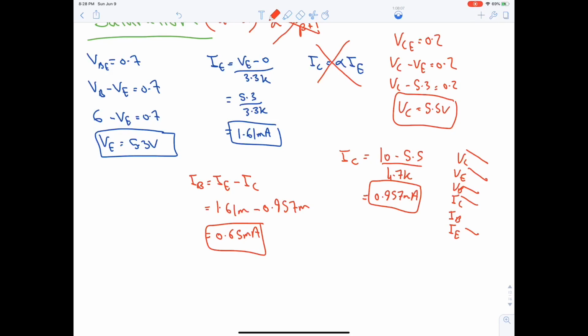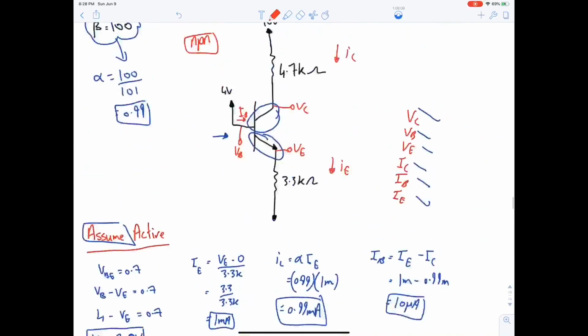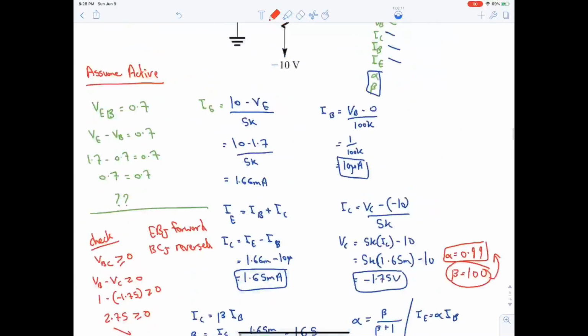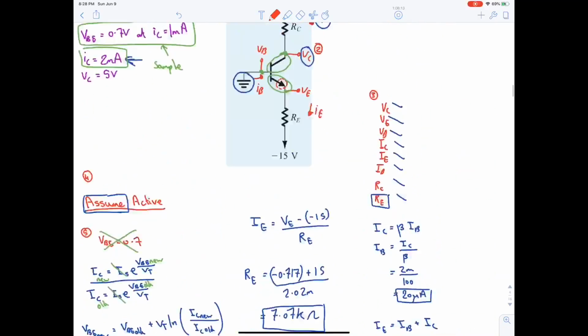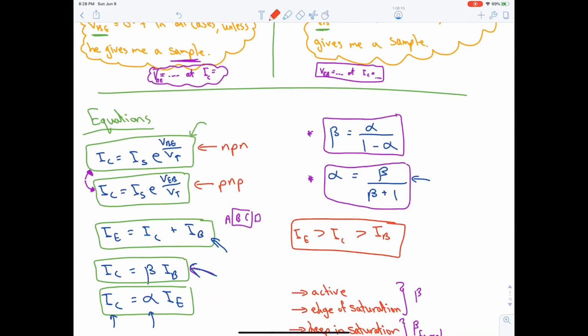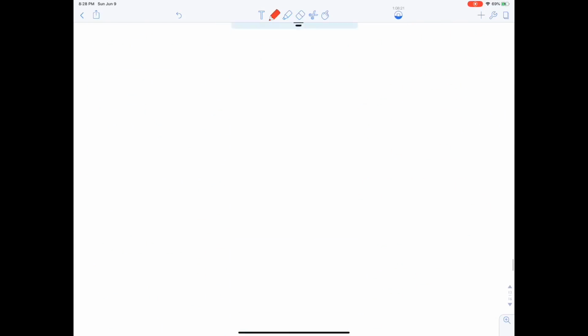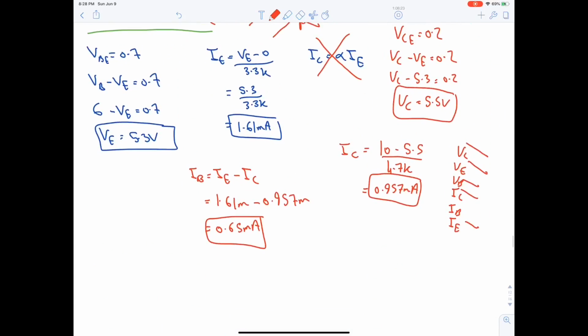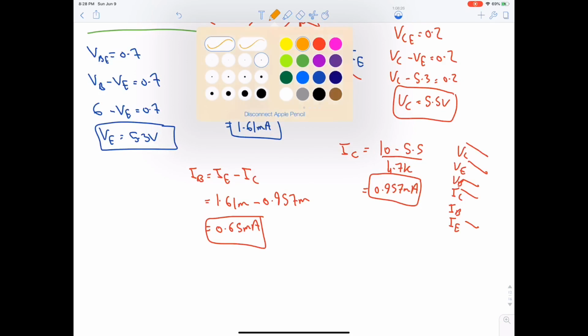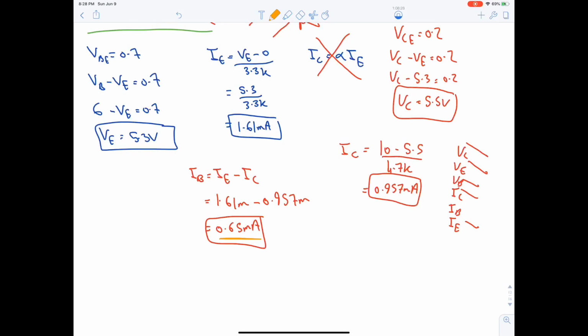Do you remember the point where I told you that IE is always the largest number? Here, IE is always the largest, then IC, then smallest is IB. We haven't been checking this thing. Let's see. Is IE largest? Yes, IE is largest. Then comes IC, and then the least is IB.